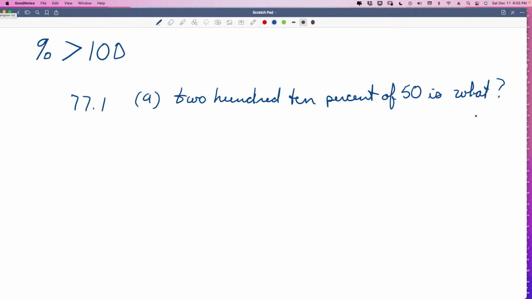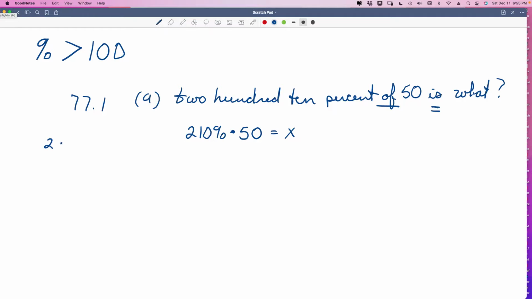So let's do this first one. 210%. I'm just going to write that as a number, 210%. We recognize that of means multiplication. 50, and is equal. Equals what? We don't know. So we need to take this 210% and turn it into a decimal. That's the fastest way to do our calculation.